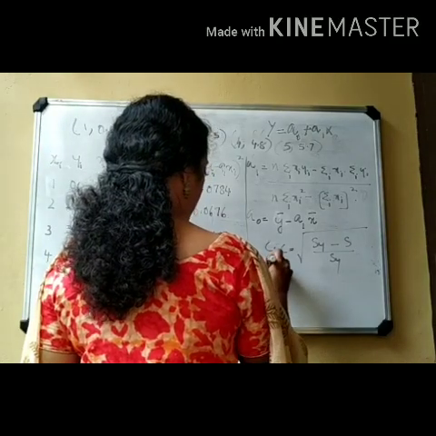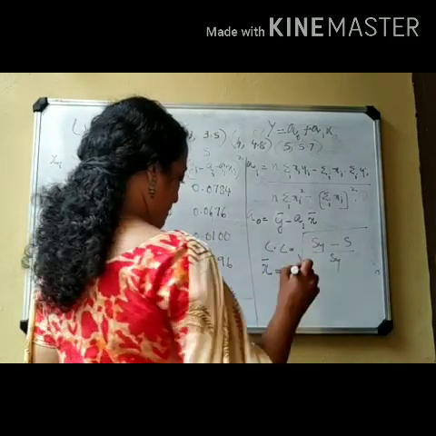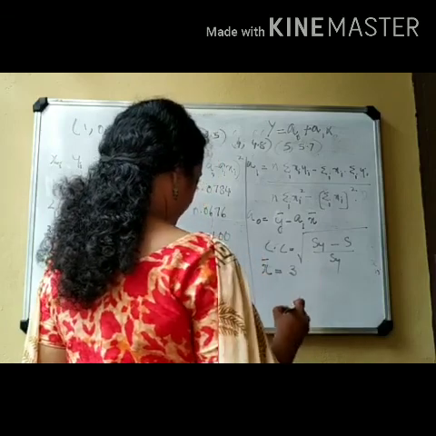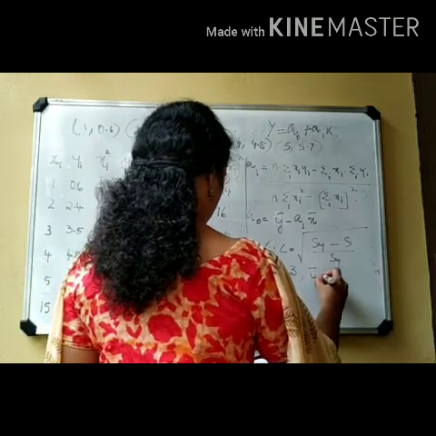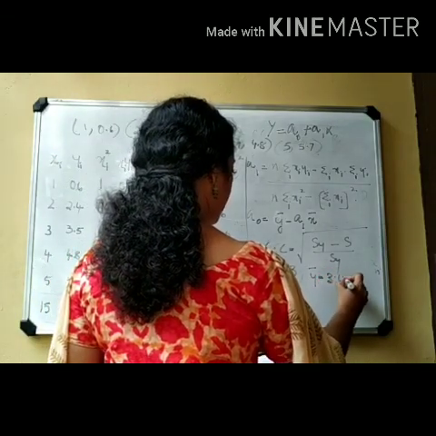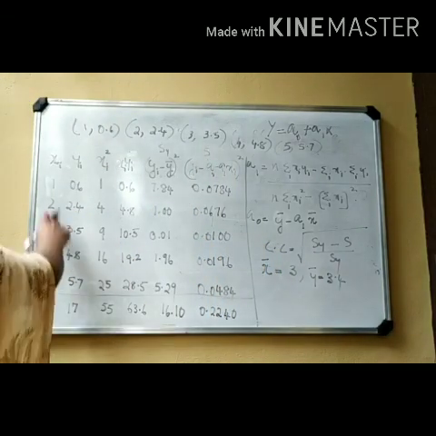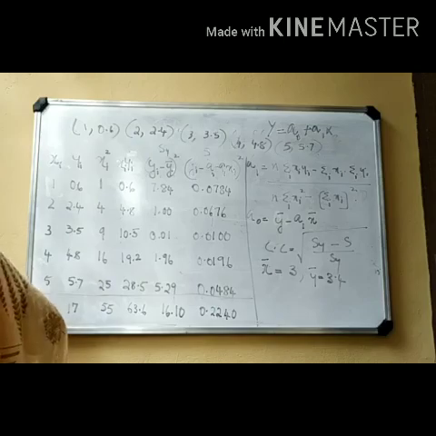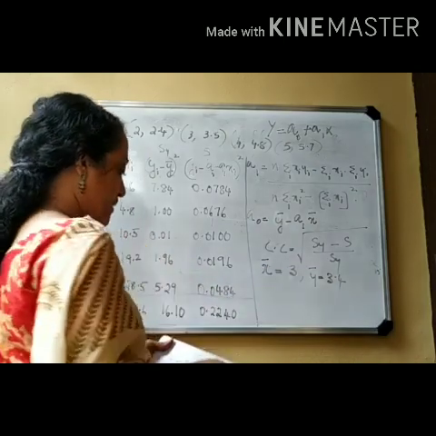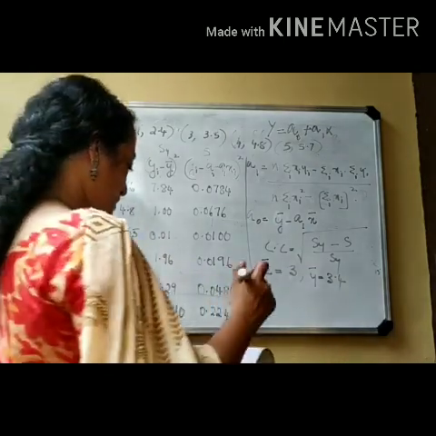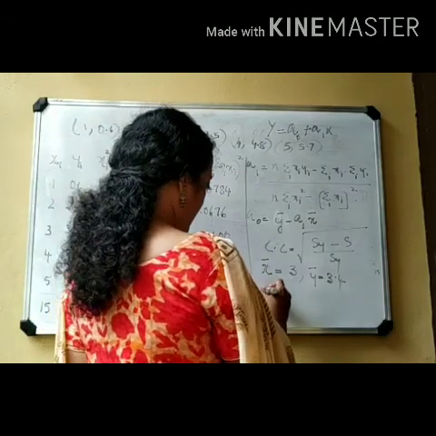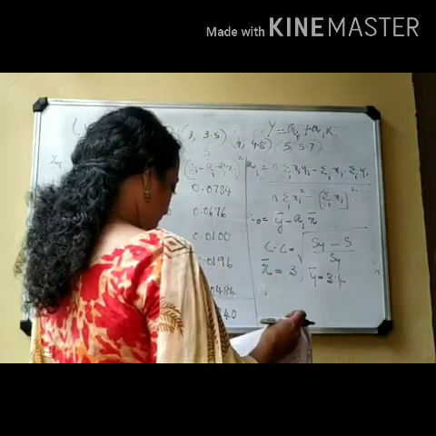On substituting these values, x bar is 3 and y bar is the mean value of y. Mean y value is adding all these y values, 17 by 5, 3.4. So y bar is 3.4, and the value of A1 we may substitute here.